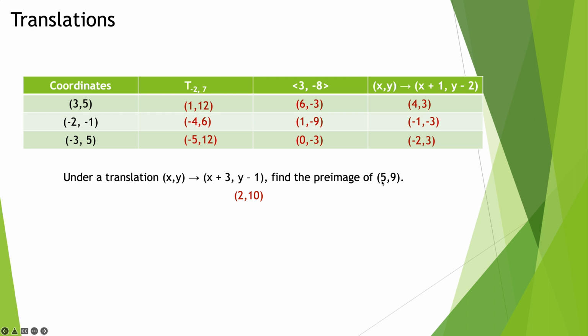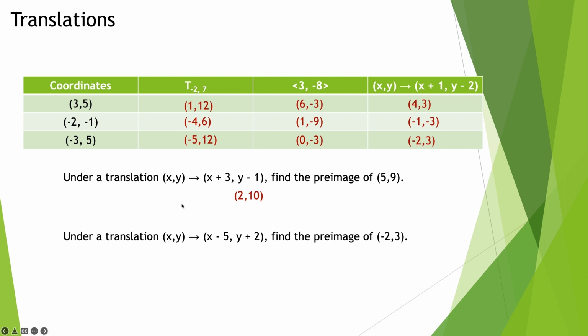Now you can think of it as going backwards. If the rule says to add 3, and you have the output or the image, and you're trying to find the preimage, well, that means if I added 3 to get 5, I have to go 5 minus 3 to get back to what I started with, which is 2. So you're doing inverse operations here. Likewise, if you subtracted 1 to get 9, you have to add 1 to find what you started with, which would have been 10. Let's have you try it again. Go ahead.